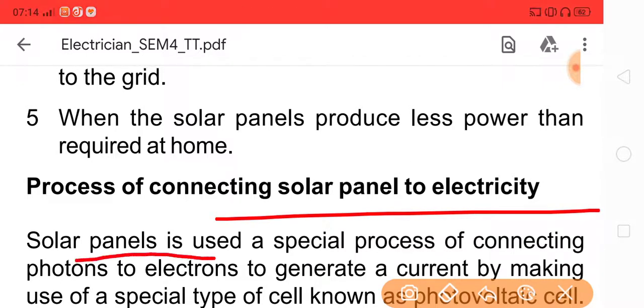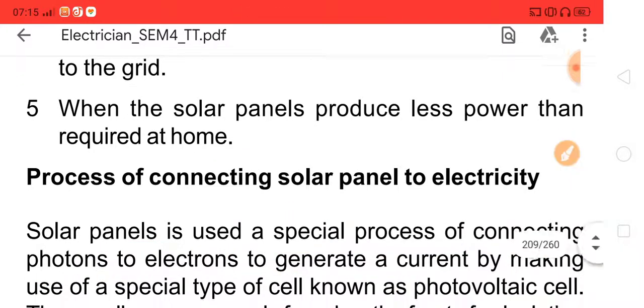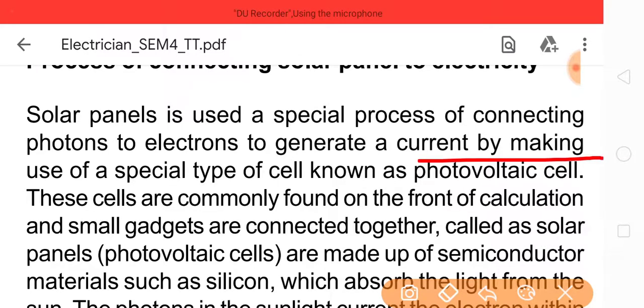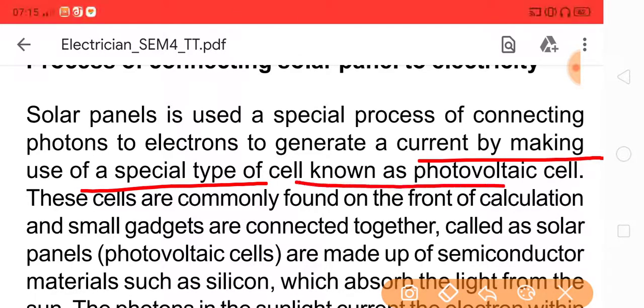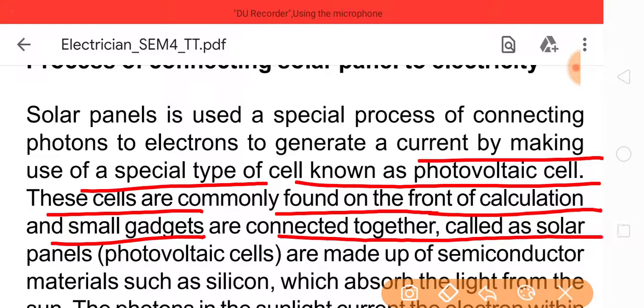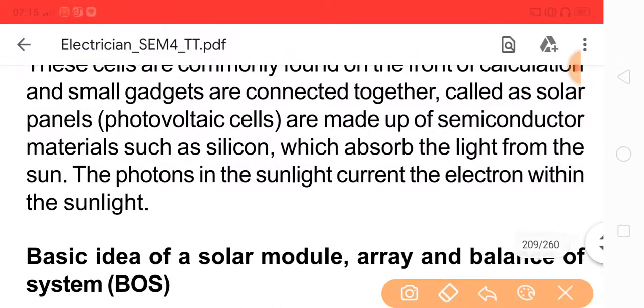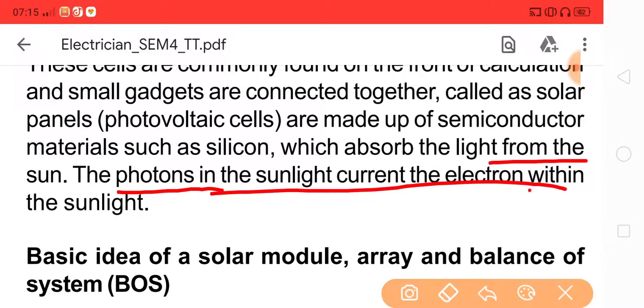Solar panels use a special process of connecting photons to electrons to generate a current, by making use of a special type of cell known as a photovoltaic cell. These cells are commonly found on the front of a calculator, and a small gadget are connected together, called solar panels. Photovoltaic cells are made of semiconductor materials such as silicon, which absorbs the light from the sun. The photons in the sunlight move the electrons within the cell.